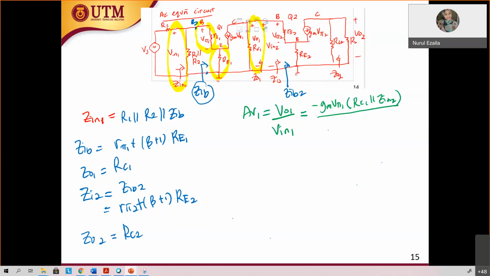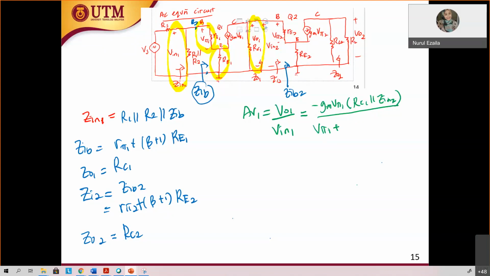Okay, so V in 1 is equal to... we want to cancel out the V pi 1. So V in 1 is equal to what? V total. What is the V total across the base to the ground? V pi plus VE. Yes, V pi 1 plus VE1, correct. So now, what is VE1?